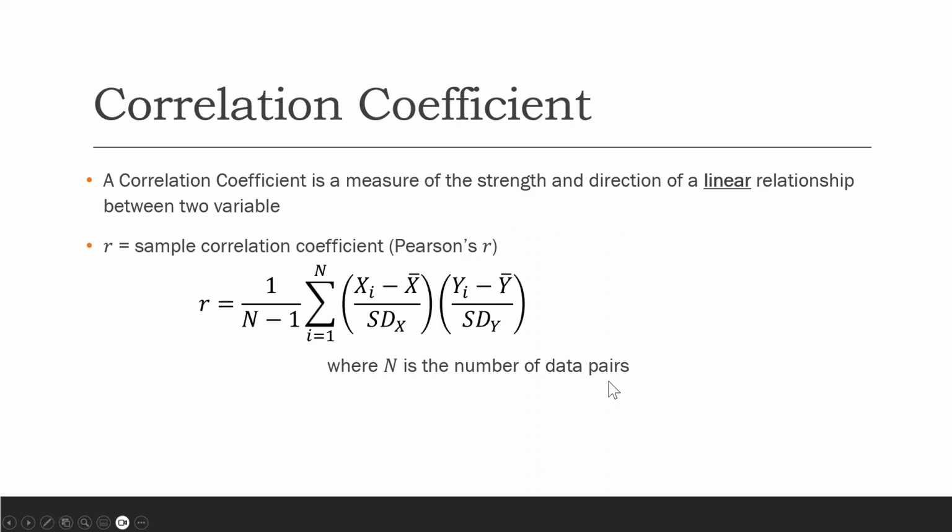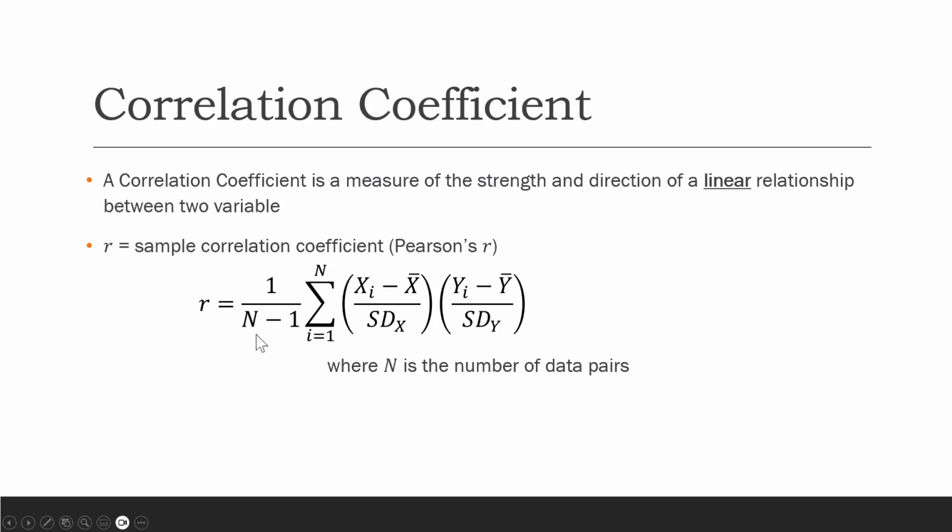But a correlation coefficient actually is a measure of the strength and the direction of a linear relationship between two variables. All right. There are multiple correlation coefficients, but we're going to be focused on the Pearson product moment correlation coefficient. A lot of people abbreviate it by saying Pearson's correlation coefficient or Pearson's r. The variable that we use for a correlation coefficient is r.